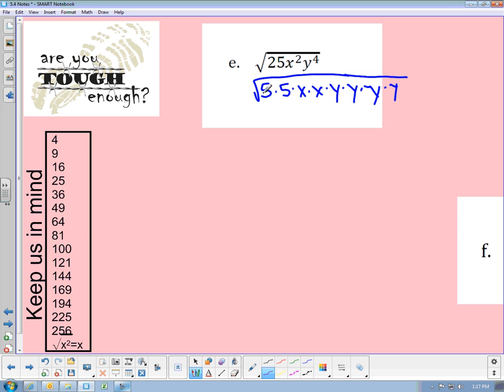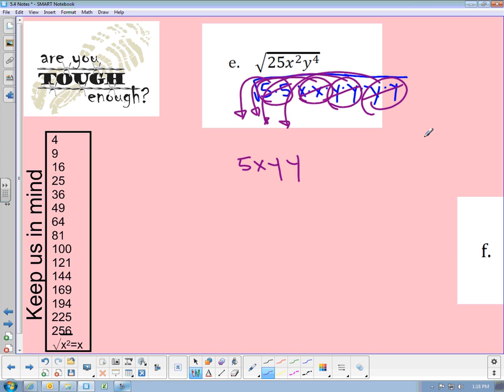Now, anytime that I see a pair of something like this pair of 5's, it's going to come out to the front. This pair of x's comes out to the front. This pair of y's comes out to the front. This pair of y's comes out to the front. So I took care of the 5's, the x's, this pair of y's, that pair of y's. There was nothing left over underneath. Now I just need to multiply what I have left on the outside. That's going to be 5xy squared.